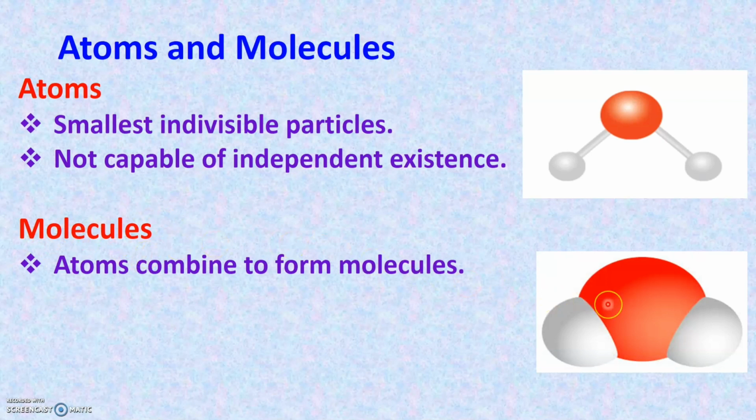As you can see here in this picture, atoms have combined together in order to give a molecule. Here, these are atoms of different substances. These two white balls represent atoms of one substance, while the red ball represents an atom of another substance. So here, atoms of different substances have combined together in order to give a molecule.